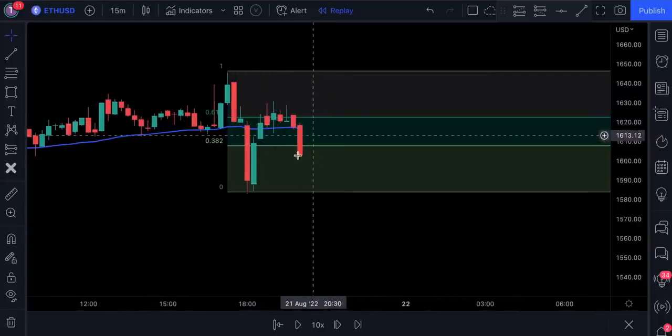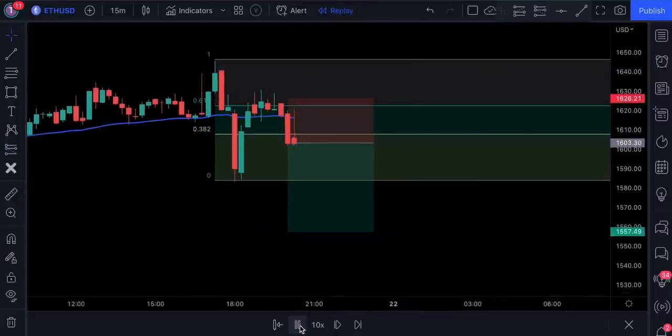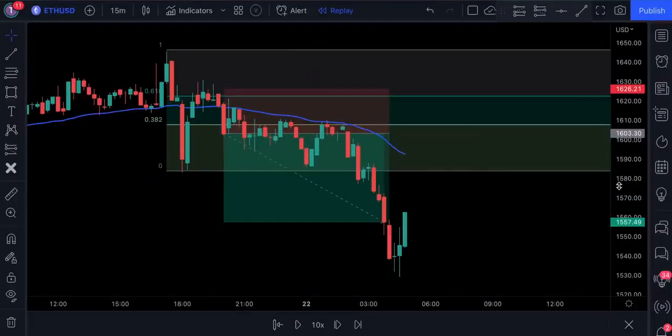Then we had an entry confirmation, and as we can see, this trade turned out to be extremely successful. By the way, traders, this strategy works the best on higher time frames because there is less noise and manipulations in the market. So yeah, definitely give this strategy a shot, and I'm sure it's going to be making you a lot of money.